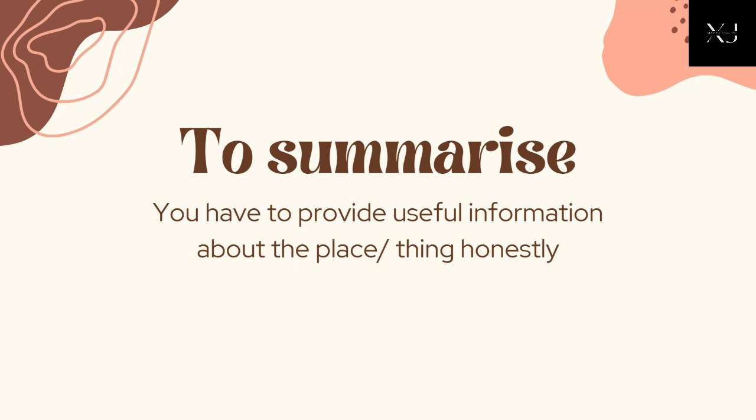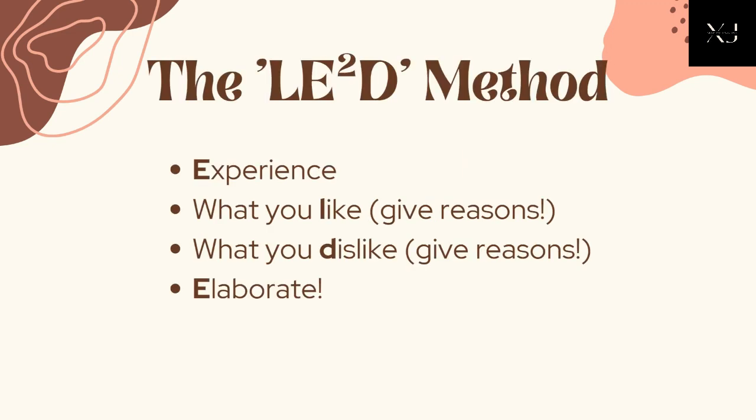So I'm just going to teach you this mini method on how to write a review, the LED method, although it has nothing to do with lights. The L represents what you like. The two E's are the experience and the elaboration. And the D is what you dislike.